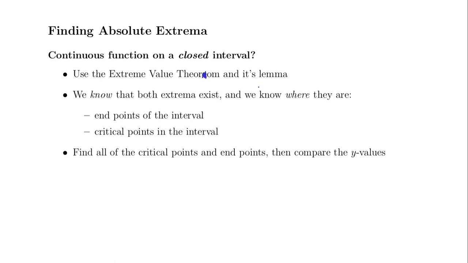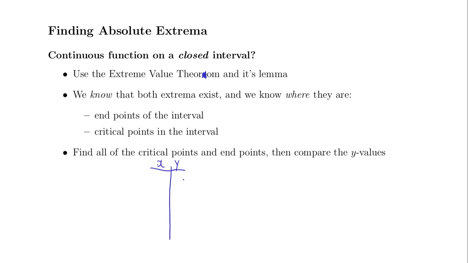And then remember that little lemma that we had, the add-on to the extreme value theorem that I normally just include in the extreme value theorem. It says we know where they're going to exist. They're either going to be at the endpoints of the closed interval or at critical points in the interval. And so to find these absolute maxes or mins, whatever we're looking for, we just have to find all the critical points and all the ending points, and we make a little table like this.